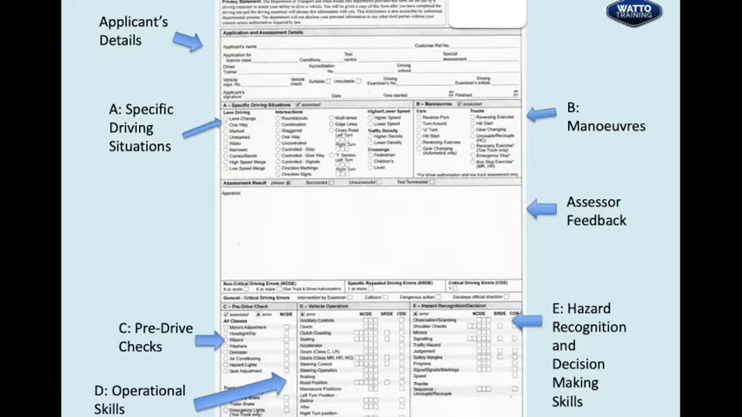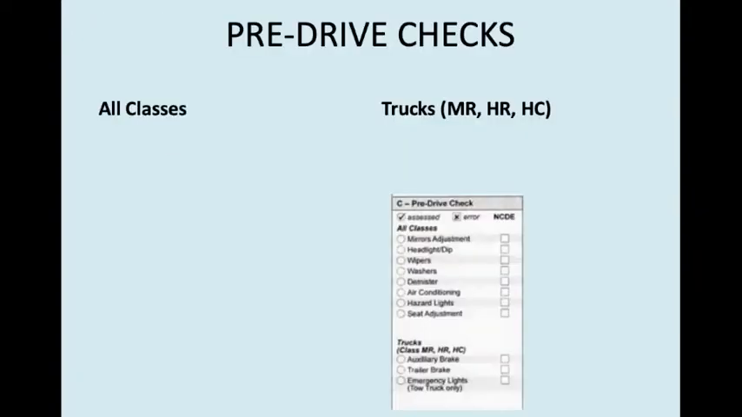Up the top, the applicant's details. Section A, specific driving situations. Section B, maneuvers. Section C, pre-drive checks. Section D, operational skills. And Section E, hazard recognition and decision-making skills. Let's have a run through each of those sections now.